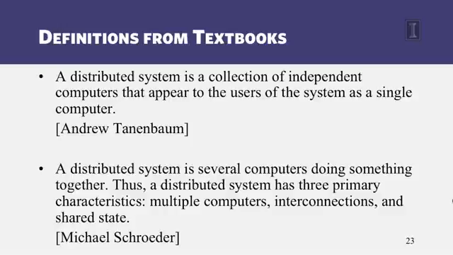Thus, a distributed system has three primary characteristics: multiple computers, interconnections, and shared state. This definition is closer to what we want, but it's missing some components. For instance, it doesn't talk about servers or clients failing, and so that's a little bit worrisome here. So this definition doesn't work for us either.